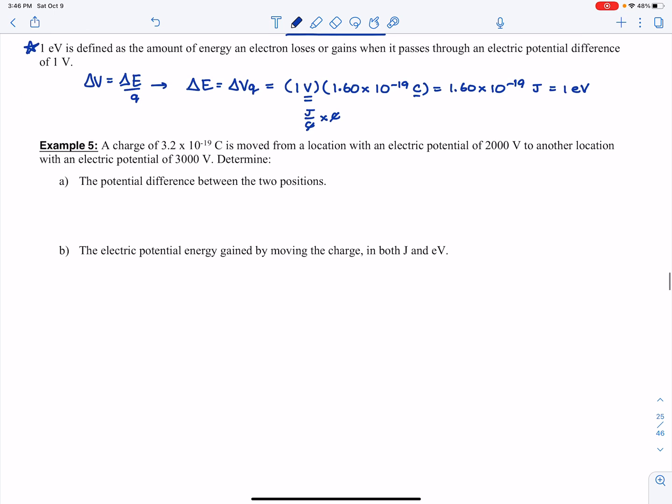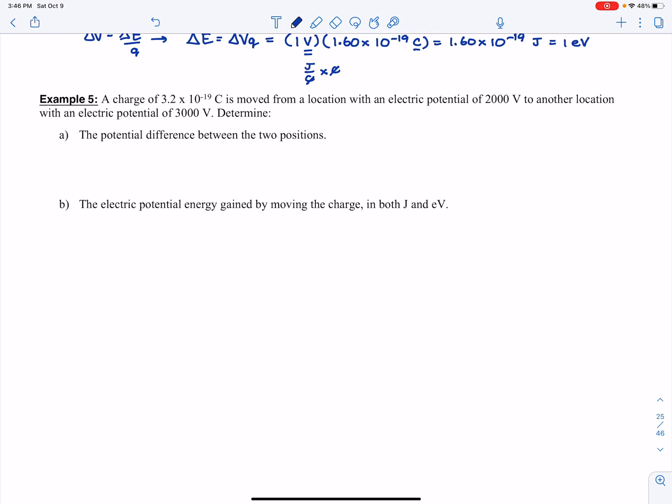So let's see how to use this by doing example 5. A charge of 3.2 times 10 to the negative 19 coulombs is moved from a location with an electric potential of 2,000 volts to another location with an electric potential of 3,000 volts. Determine part A, the potential difference between the two positions. So we're just finding delta V. So we're just going to do 3,000 volts minus 2,000 volts. And we find a difference of 1,000 volts.